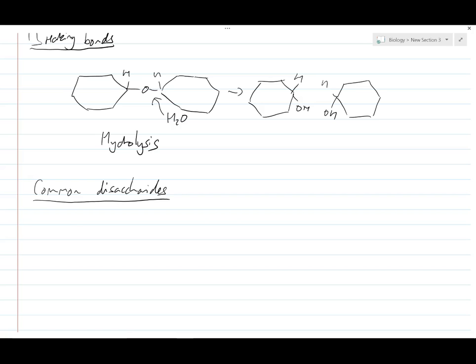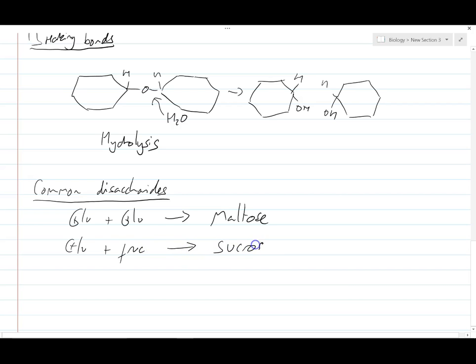So let's have a look at some common disaccharides that you find. Well, I've already mentioned that glucose plus glucose will give you maltose. So what about some other simple disaccharides? Well, if you take glucose and you bond it with fructose, you get something called sucrose. And also if you take glucose and you combine it with galactose, you get lactose, a milk sugar.